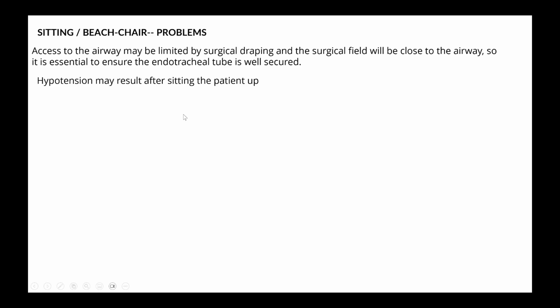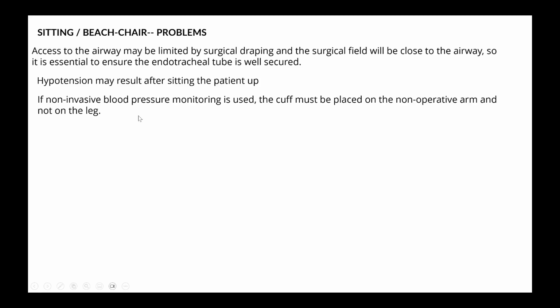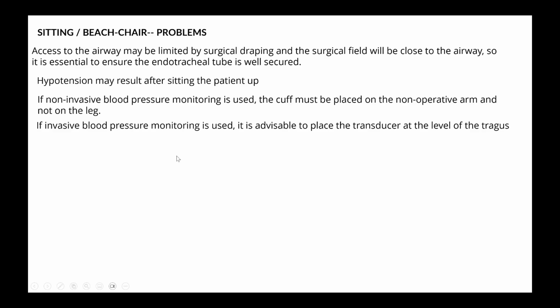And during positioning from supine to sitting, gradually the patient should be made to sit up. Otherwise, severe hypotension may result in the sitting position. And if non-invasive blood pressure monitoring is used, the cuff must be placed on the non-operative arm and not on the leg. And if invasive blood pressure monitoring is used, you should place the transducer at the level of the tragus of the patient. So the transducer which you fix to the saline stand should be positioned at the height of the tragus of the patient.